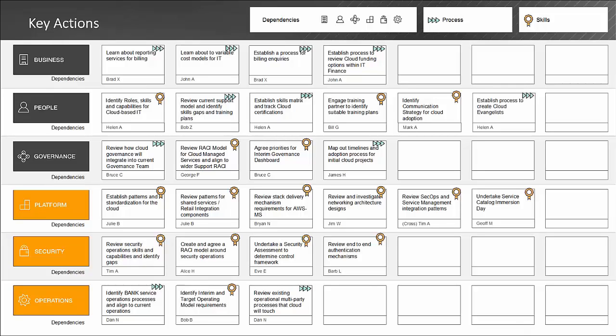You'll see some good ones under platform as well that are very common. Establish patterns and standardizations for the cloud. This is a very common architectural piece. How do we create standards and standardized models? That starts to become very, very important. You see under security, this is a great example. When we talk about AWS and the shared responsibility model, you see the second one there, create and agree a RACI model around security operations. So these are the types of things that we see coming out of these workshops, or as our customers work through the cloud adoption framework and look to leverage it to build out a plan. So let's talk a little bit about the process for building out one of these action plans.